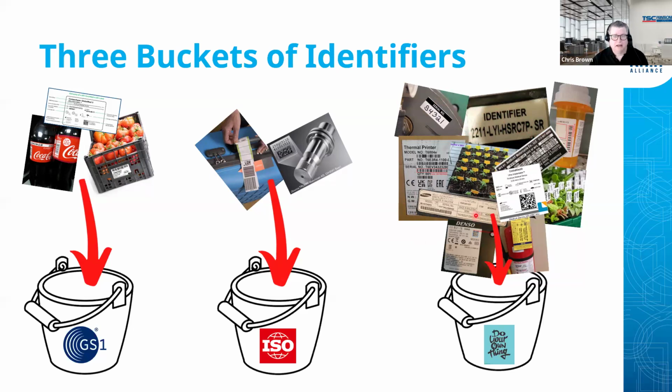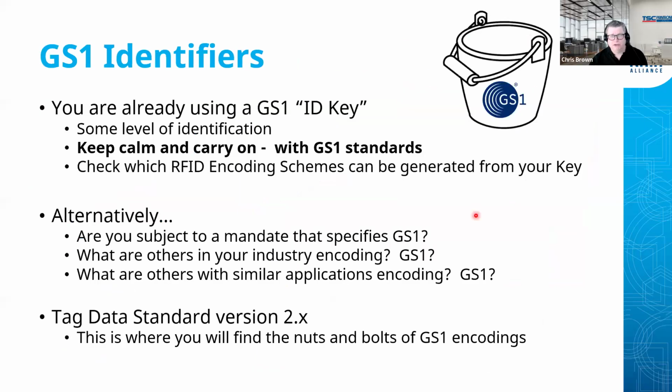Before we get into that, I just want to review a little bit both the GS1 and the ISO buckets. So when would you use a GS1 RFID encoding? Well, you would use it if you are already using GS1 standards. Coca-Cola is already putting a UPC EAN barcode on their products. They're going to probably most intelligently just carry on with GS1 standards and use the GS1 RFID standards.